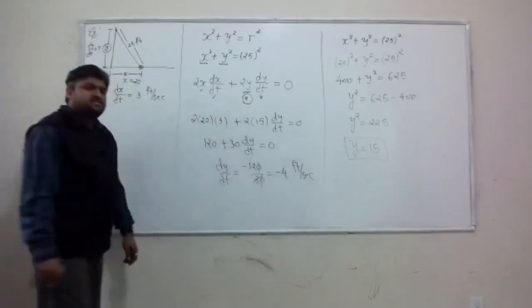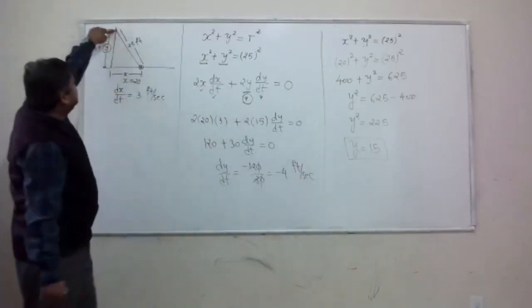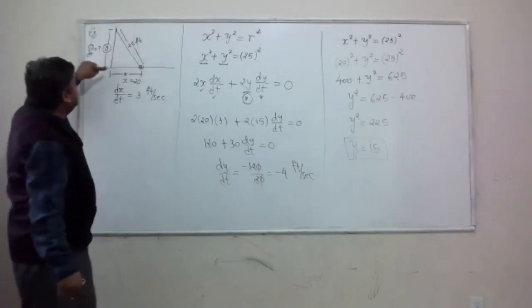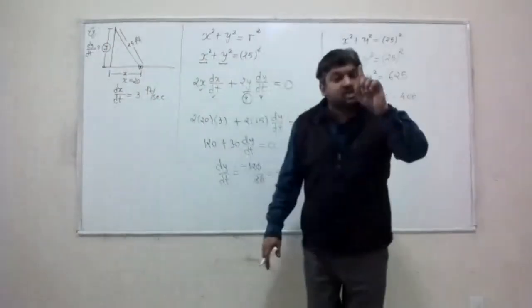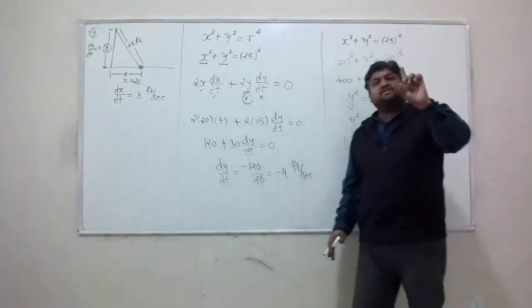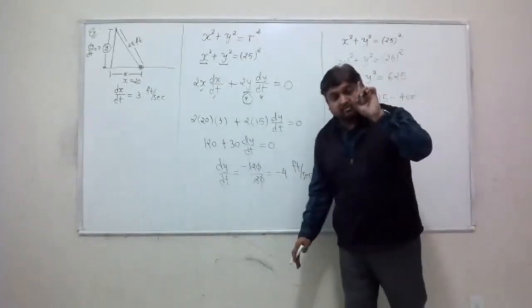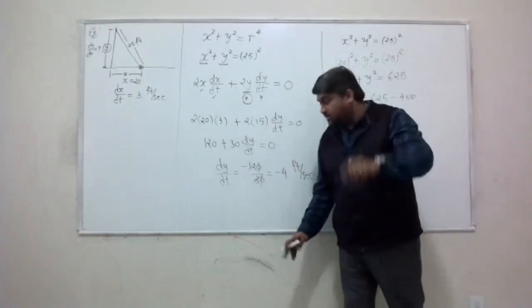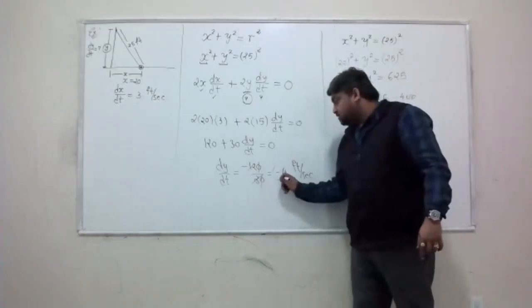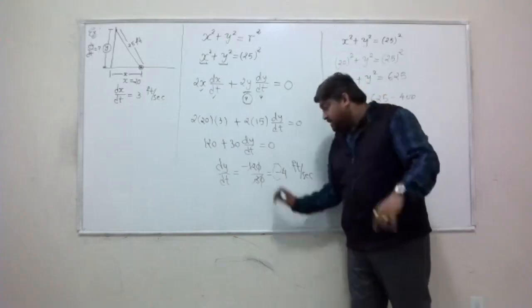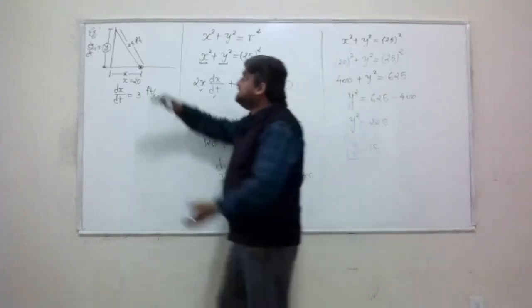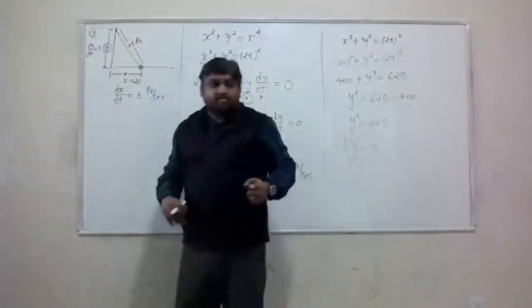All right, what does this mean? This means the distance between the top of the ladder and the ground is decreasing at 4 feet per second. Remember, if you use the word decreasing, then there's no need to use that negative sign. Very important thing. That negative sign means the distance is decreasing.